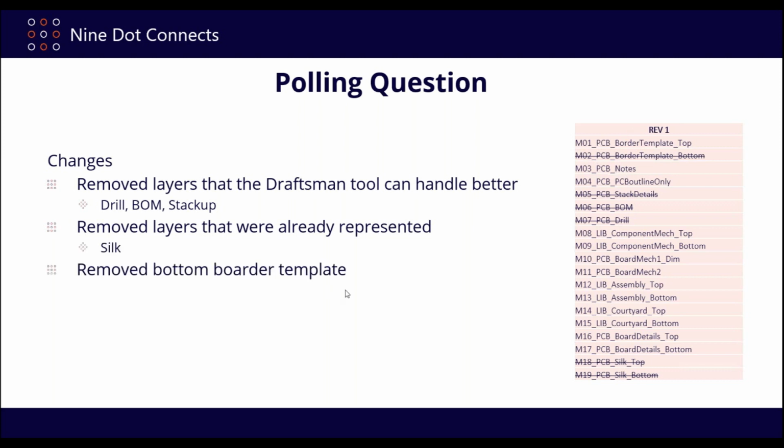And then we also removed the bottom border template because the bottom border template is kind of redundant. With Altium's print capabilities, you can print the mirrored version, but at the same time keep the top template. So that's why we removed that one.